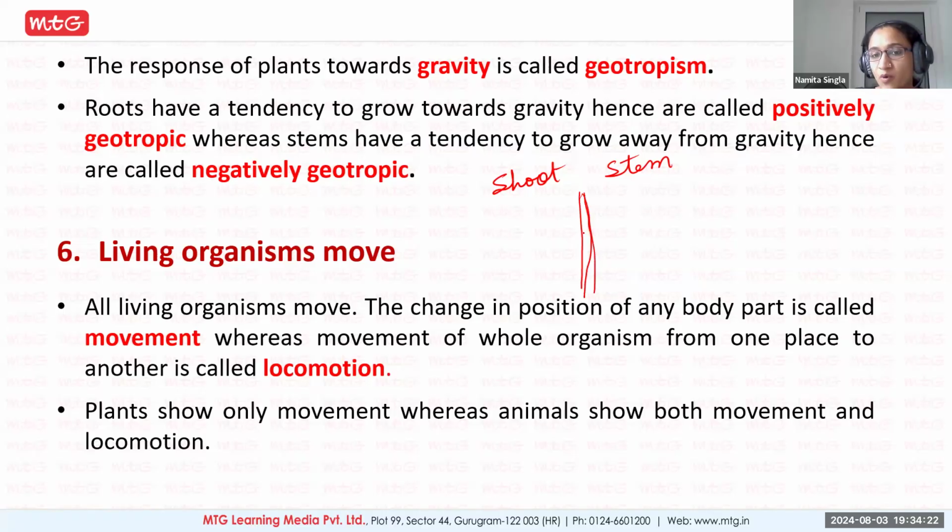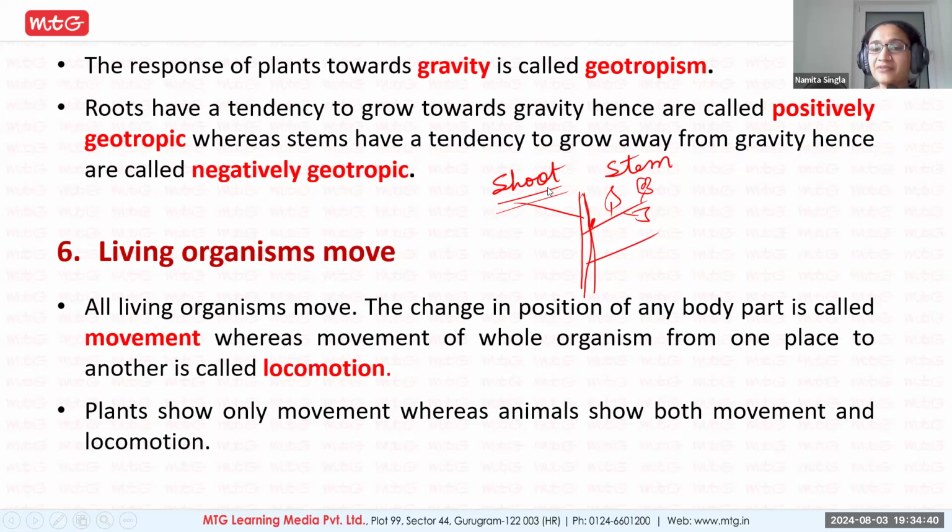On this stem are borne so many branches. And on the branches, we have leaves also, we have flowers also, we have fruits also, we have buds also. So this entire structure is called the shoot. Shoot is the entire structure of the plant which is above the ground. Above ground part of the plant is the shoot.